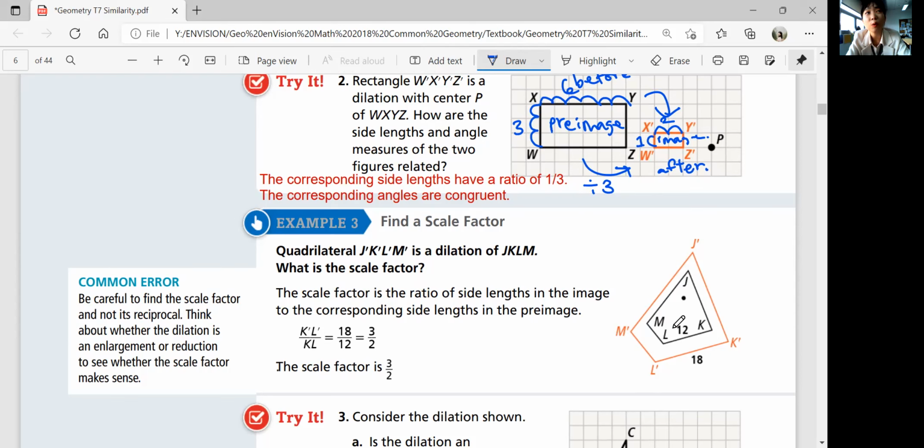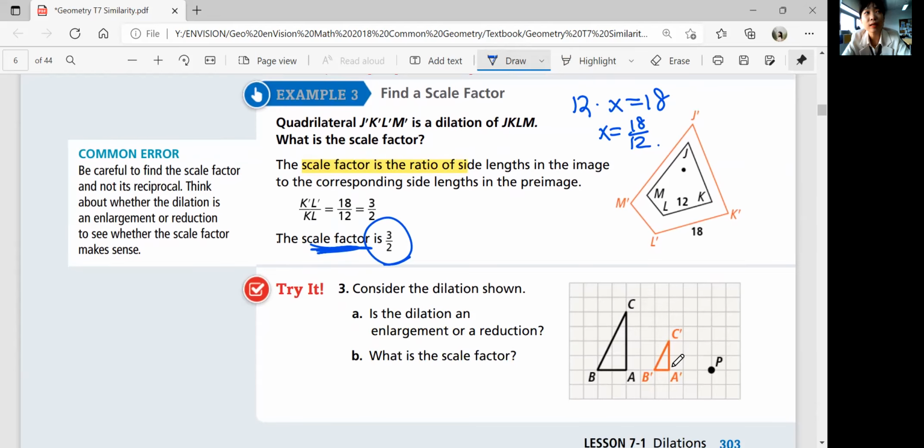Well, you compare the lengths, 12 to 18. How do you get the factor that multiplies 12 to get 18? In other words, you're going to multiply 12 times x to get 18. In order to get x, what do you do? 18 divided by 12. So 18 divided by 12 is 3/2. That is our scale factor. Okay, scale factor, that is the important vocabulary here. Scale factor is a ratio of side lengths in the image to corresponding side lengths in the pre-image.